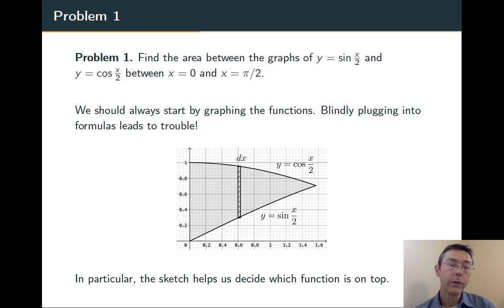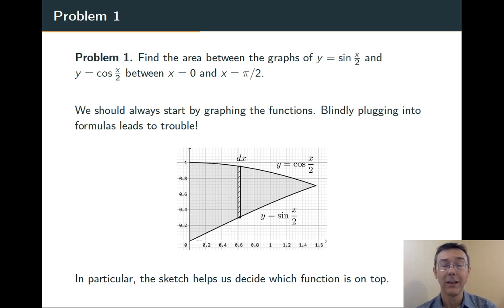Here we are for these two functions. We can see that the cosine function is going to be on top and the sine function is going to be on the bottom. I've drawn in one of the rectangles. I strongly recommend doing that as well. It helps maintain your intuition as you go through the algebra. In particular, the rectangle should have a width of dx and a height given by the difference between the two functions, top function minus bottom function, cosine of x over 2 minus sine of x over 2.